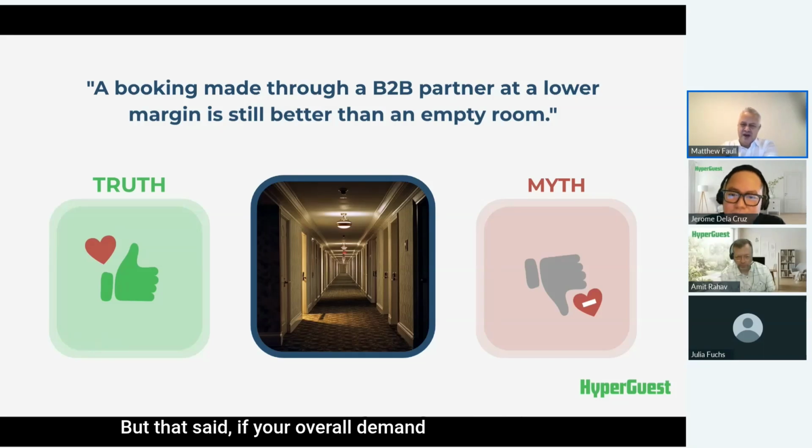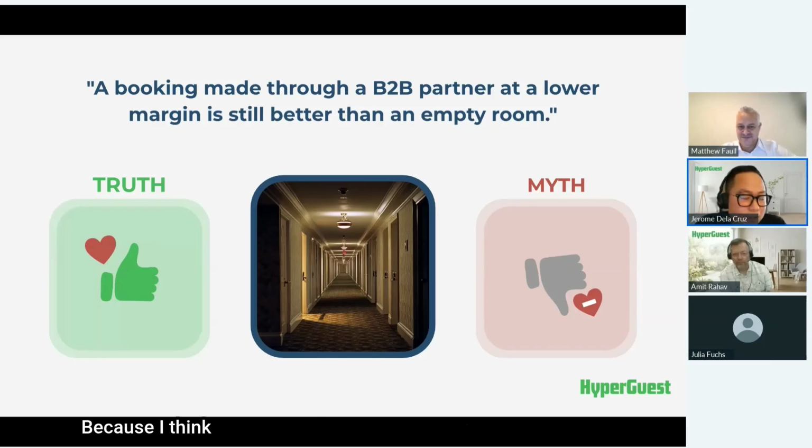But that said, if your overall demand and occupancy is over 80%, it's probably better to keep your pricing high and try to keep the pricing high for the destination. Because there have been cases in the past which have seen an overall location pricing slide down because everyone decided to sell a little bit too much at lower prices.